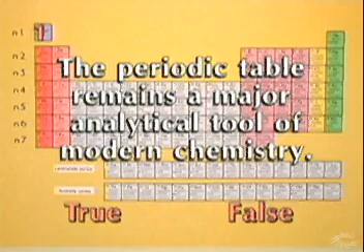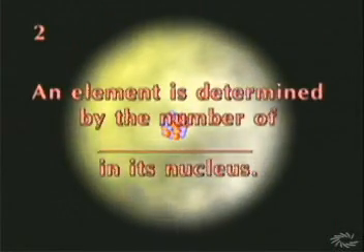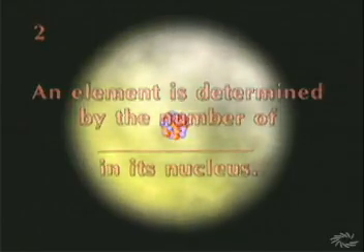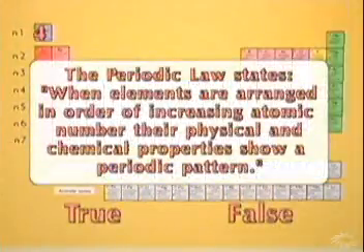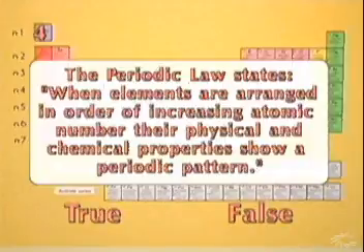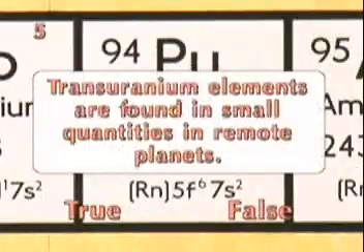True or false? An element is determined by the number of protons in its nucleus. The atomic mass of all elements is the same. True or false? The periodic law states when elements are arranged in order of increasing atomic number, their physical and chemical properties show a periodic pattern. True or false? Transuranium elements are found in small quantities in remote planets.